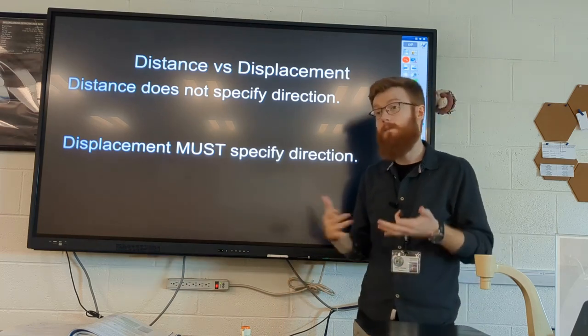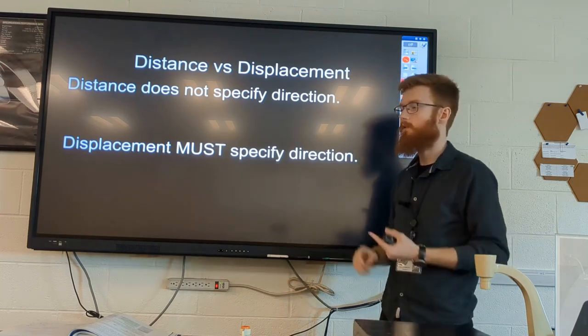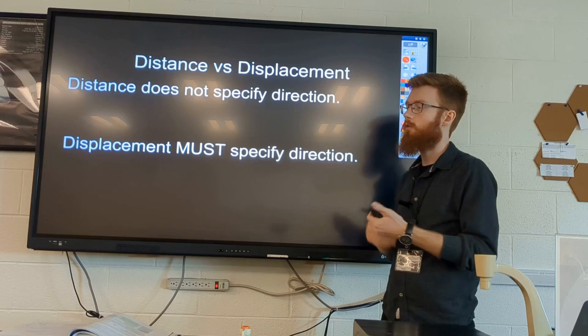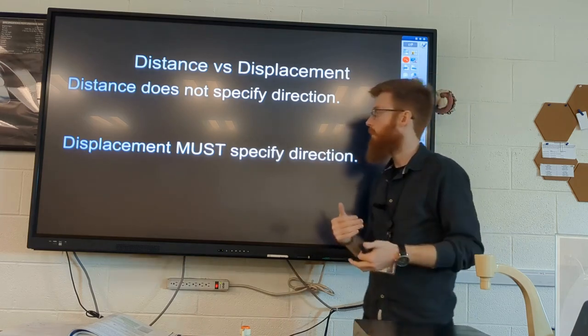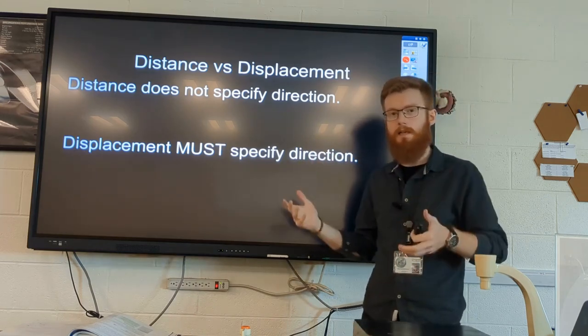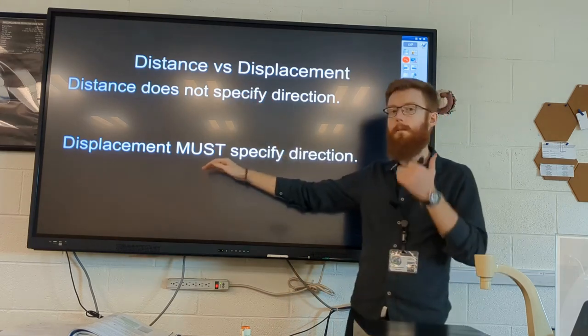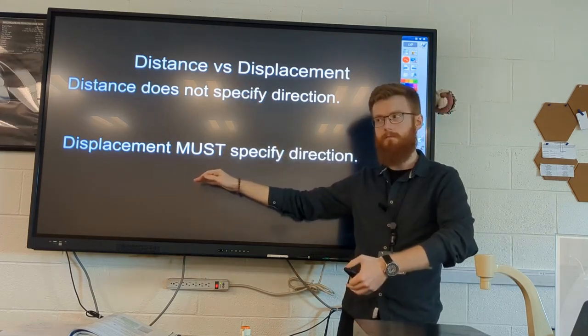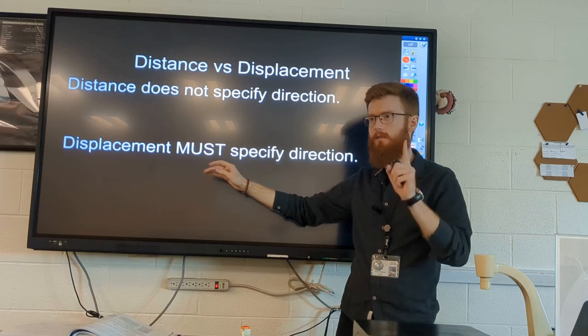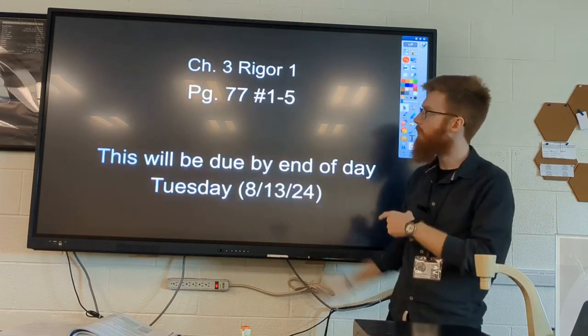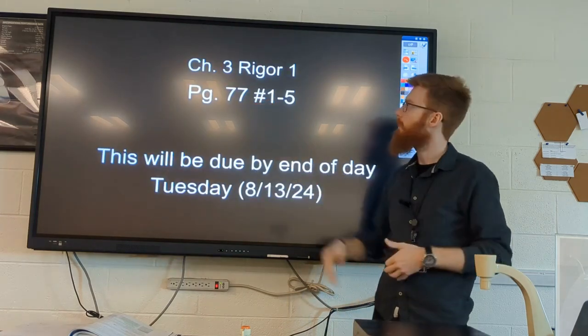There's many different ways we can specify directions. Sometimes we just do positive, negative. Sometimes we do north, south, east, or west, or up, down, left, right, something like that. Distance doesn't have any of that, though. Displacement must have it. So keep that in mind, specifically for number 1 on this first rigor that we have.